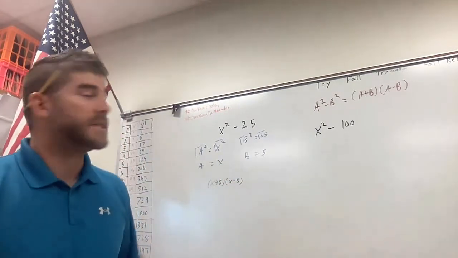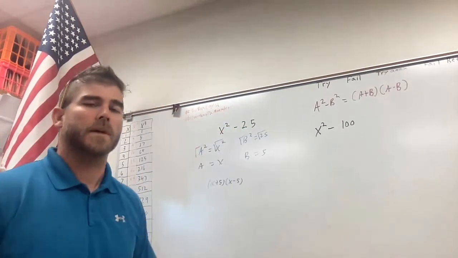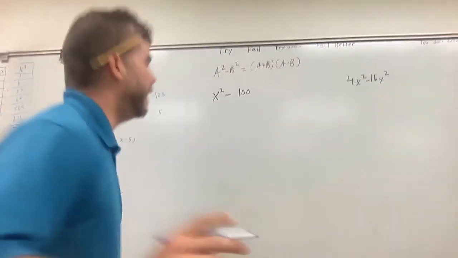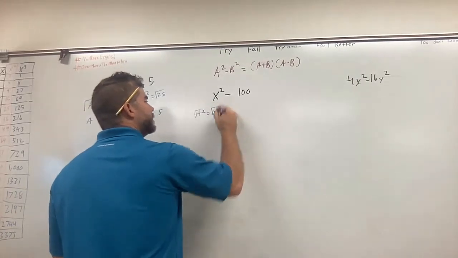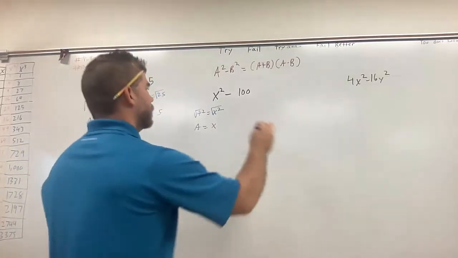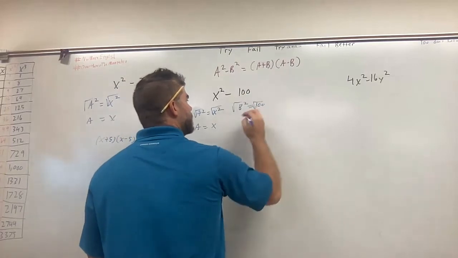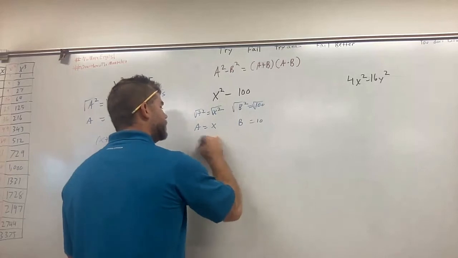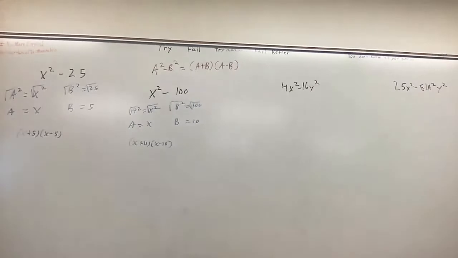Now remember, this only works if we have two terms separated by a subtraction sign and they're both perfect squares. If they're not perfect squares, we can't do this. Do it again here for x squared minus 100. I'm going to say a squared equals x squared. Solve it again. Take square root of both sides. I have a equals x. The second piece of it I'm going to call b squared. B squared equals 100. I square root both sides. B equals 10. And then it's just x plus 10, x minus 10.